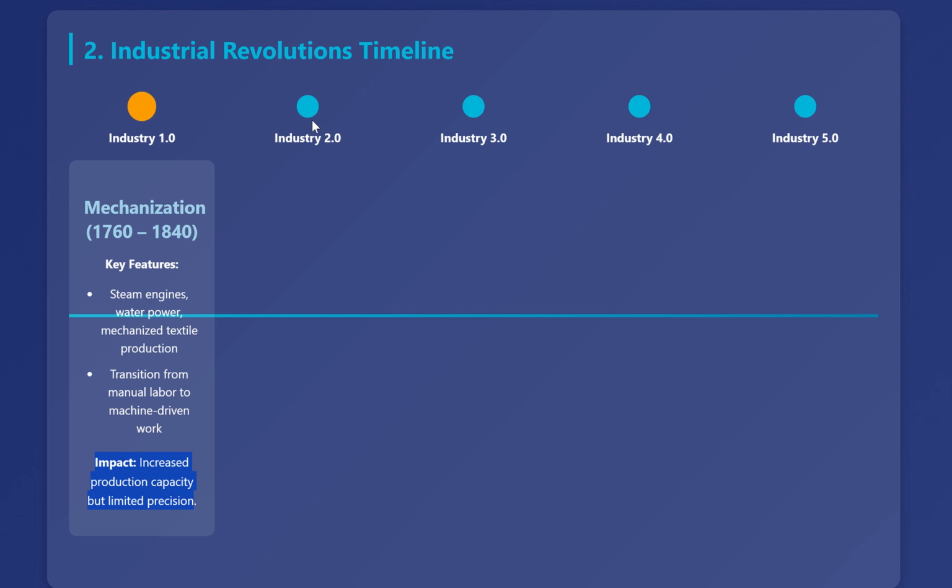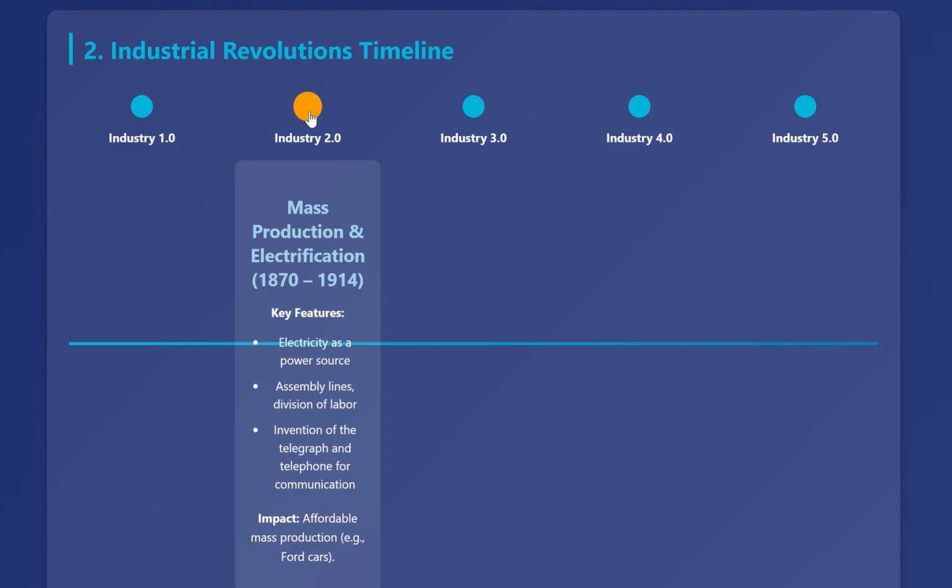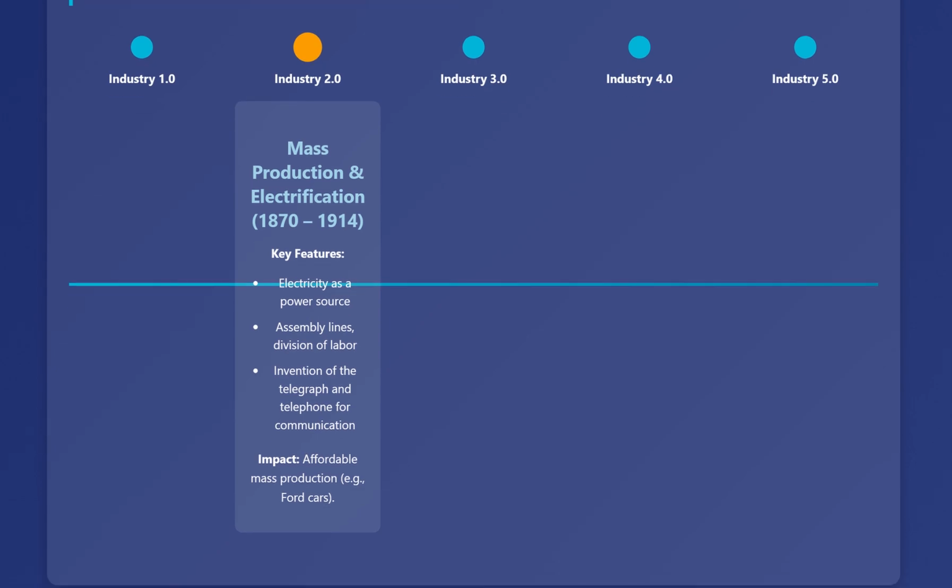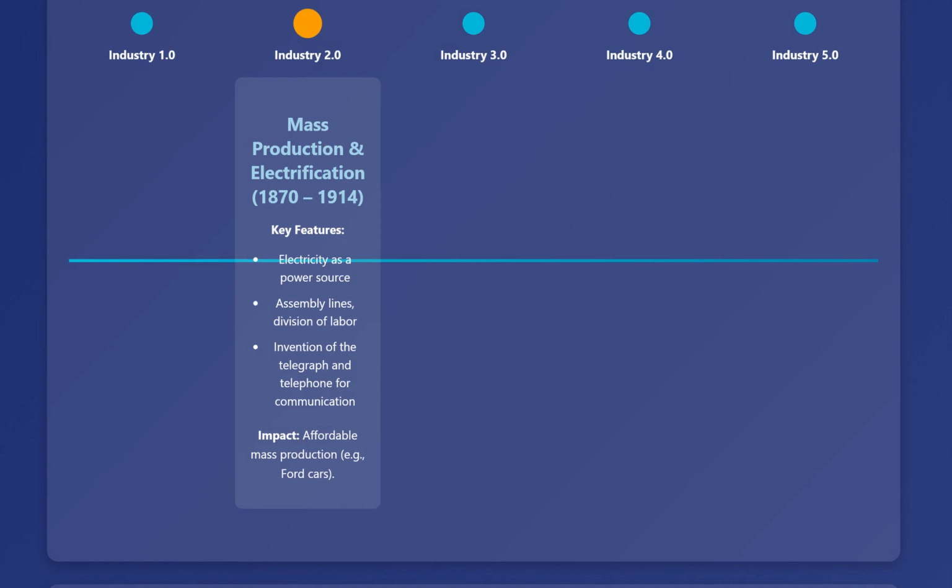Let's go to Industry 2.0. If you look at now the history between 1870, maybe I was not there, but we're just looking at the history, how the industry has been developing. 1870 and 1914, this is now what we call mass production and electrification. Mass production and electrification, such that electricity was now the power source. One of the key features of this is what we call electricity as the power source.